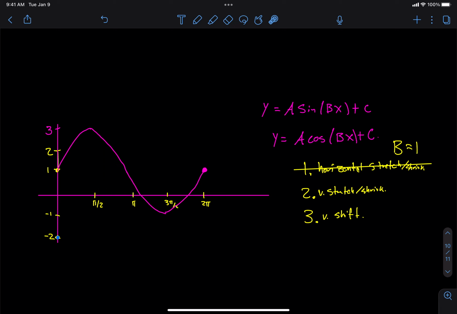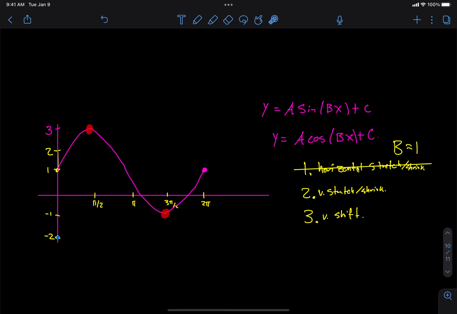Feeling better now? Yeah. Okay, let's move on to the vertical stretch and the vertical shrink and the vertical shift. So one thing I notice is, look, my maximum height is 3, but my minimum height is -1.